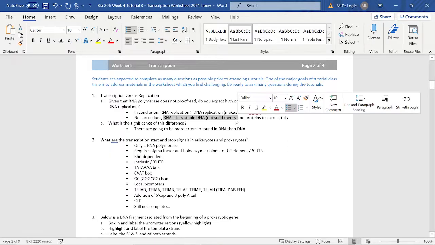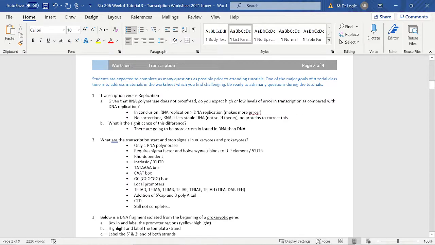This is just a general point it came up with, but not even scientists can debunk this because it's not a real theory. But there are no corrections that are going to be made by the proteins to correct this. What's going to be the significant? A lot more errors for RNA than in DNA, okay?